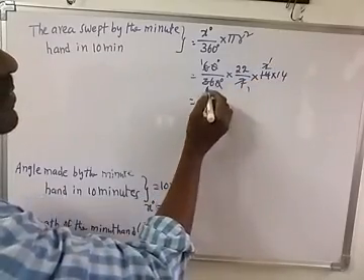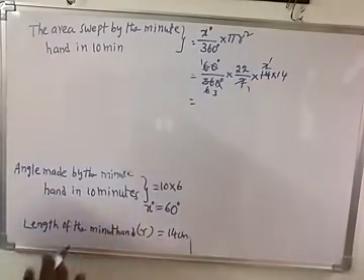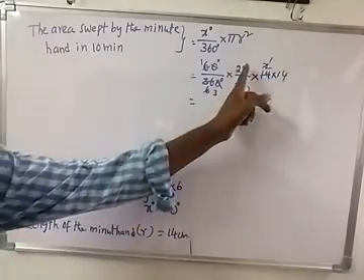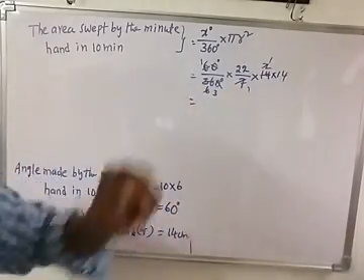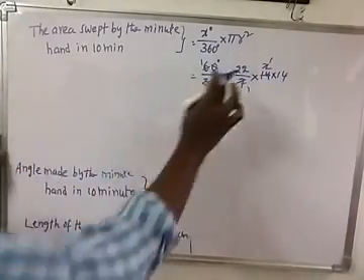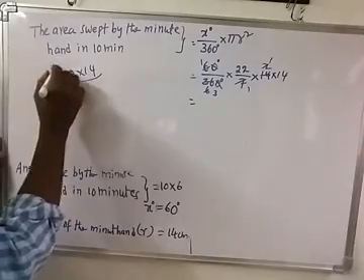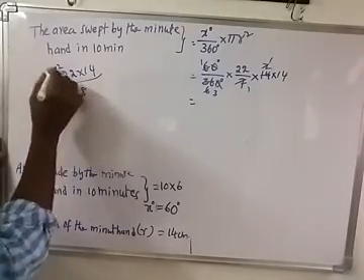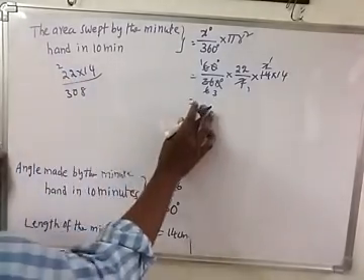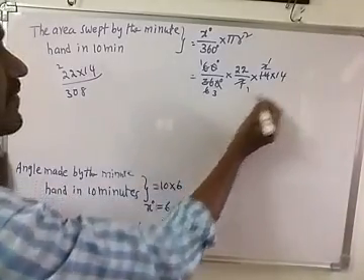2 ones are 2, 2 threes are 6. Remaining, so here 22 into 14 by 3. Now 22 into 14, that is 14 twos are 28, 29, 30, that is equal to 308.